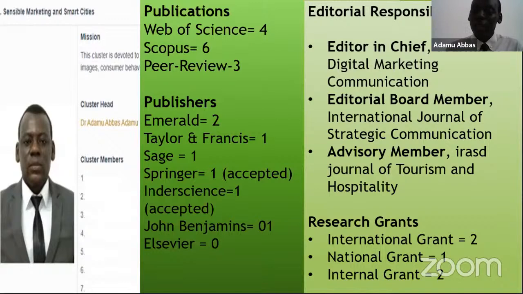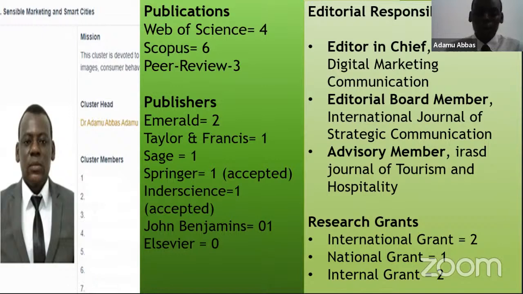Currently, I am the editor-in-chief for the Journal of Digital Marketing Communication, which is a new journal. So we are now working on getting it to be a very competitive journal. I am also an editorial board member for the International Journal of Strategic Communication. This particular journal is one of the most respected journals in communication. It is Q1 and it is highly respected. So I am one of the editorial board members, and I am also an advisory member for the Journal of Tourism and Hospitality.